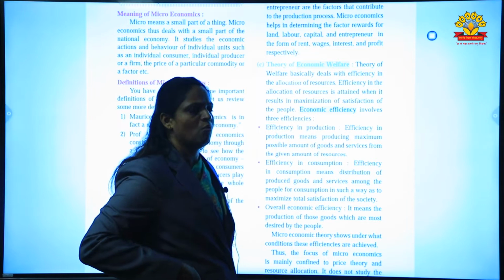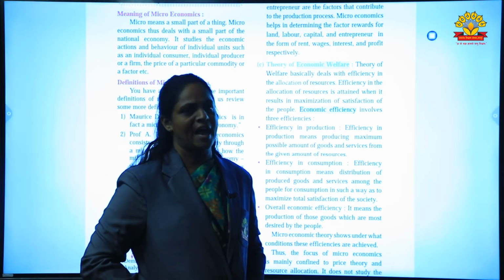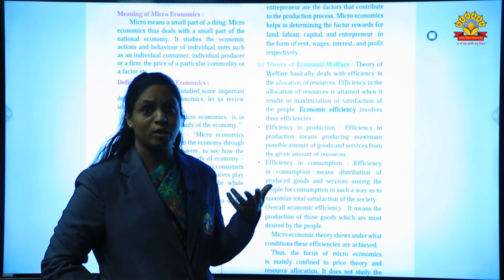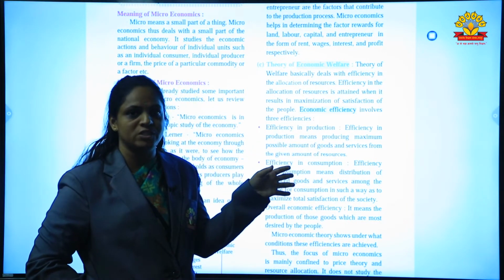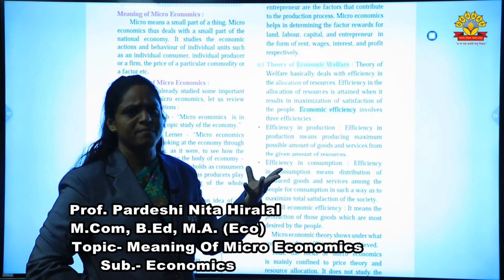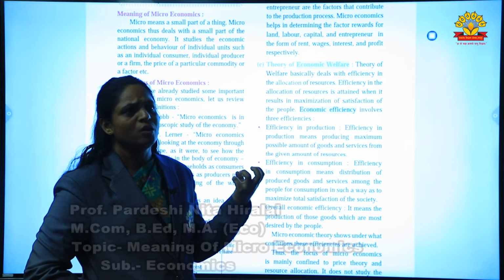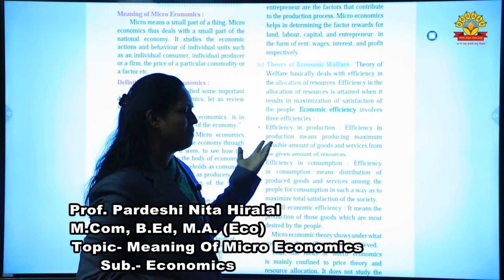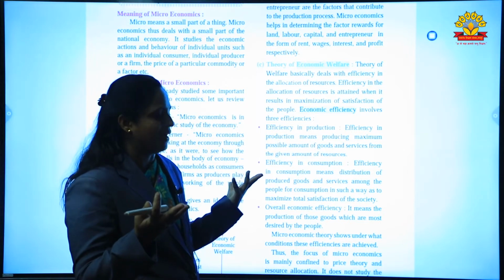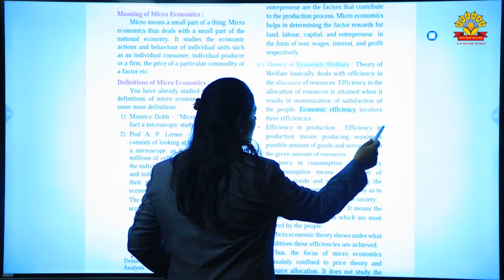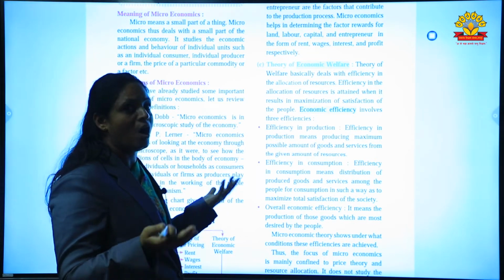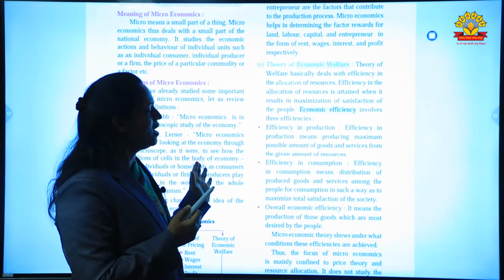Efficiency in production means whenever a producer produces goods and services, he or she has to decide how much goods should be produced, what goods should be produced, when they should be produced. There are lots of various questions regarding the production activity, but he or she has to make one proper, optimum decision. Efficiency in their decisions must be there, and in this way he maximizes his profit level and also the level of satisfaction. Efficiency in production means producing the maximum possible amount of goods and services from the given amount of resources. How much resources are available and how we utilize them, that proper decision must be taken by the producer.